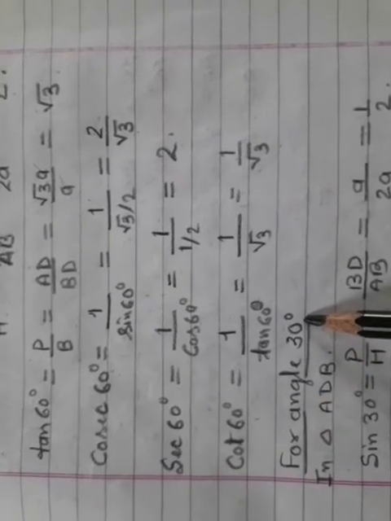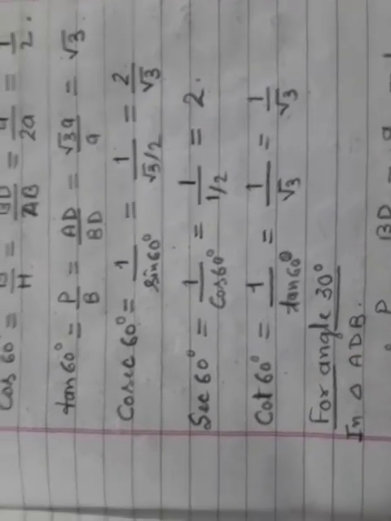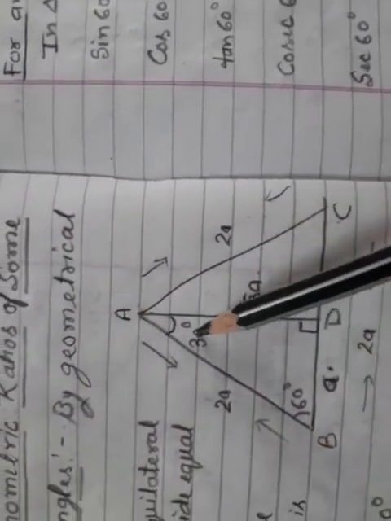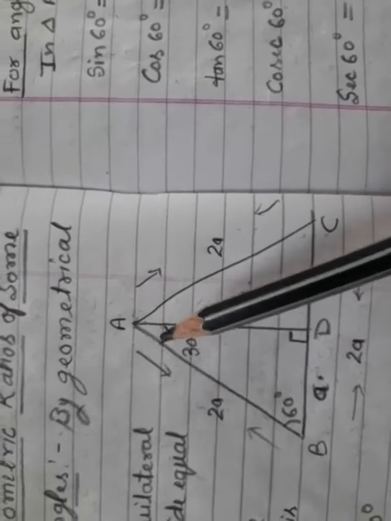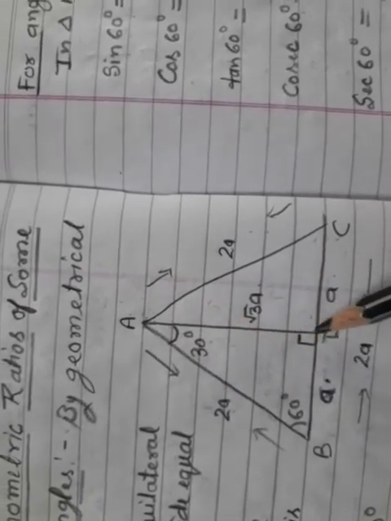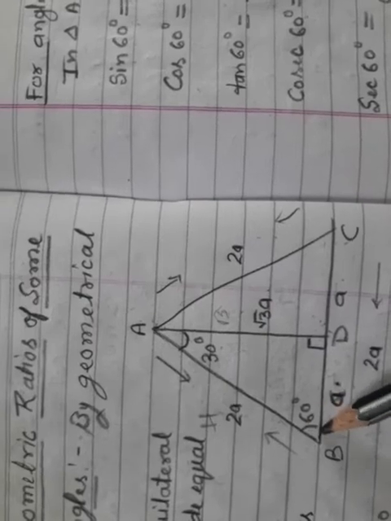Now for the angle 30 degrees in triangle ADB, look at the figure. For the angle 30 degrees, what was the base now becomes the perpendicular, and this one is the hypotenuse. Clear? For the angle 30 degrees, AD is the base, BD is the perpendicular, and AB is the hypotenuse.